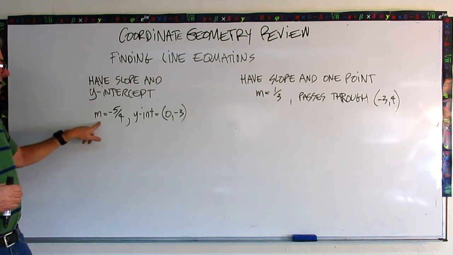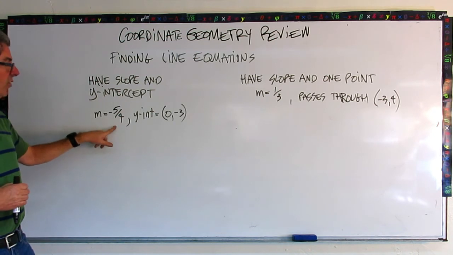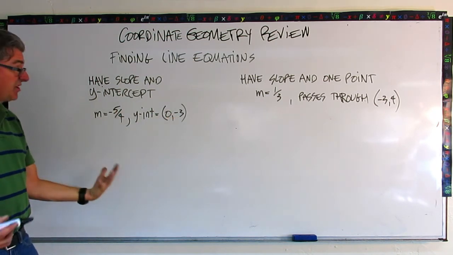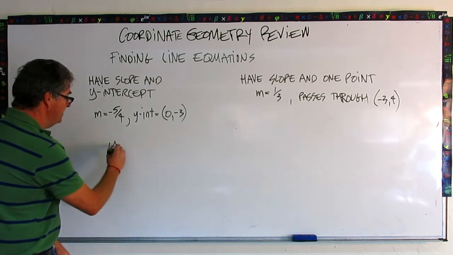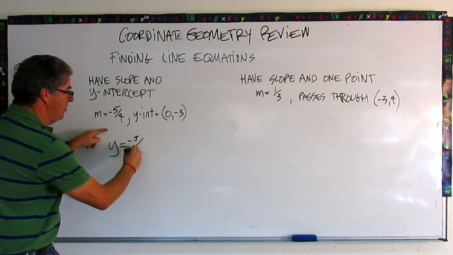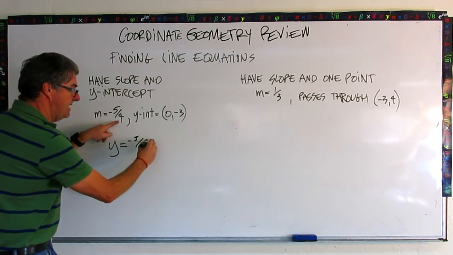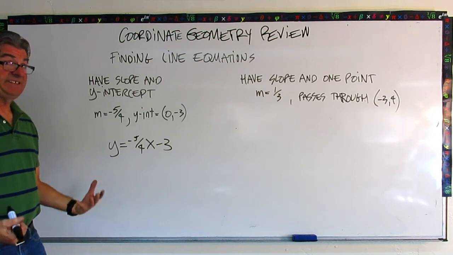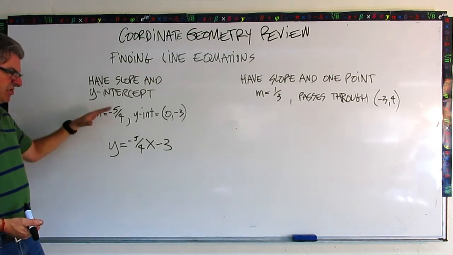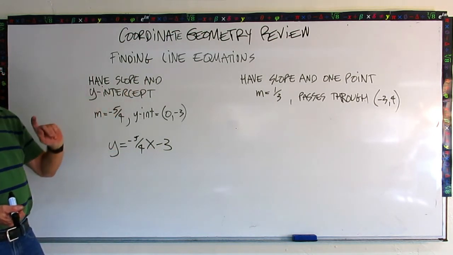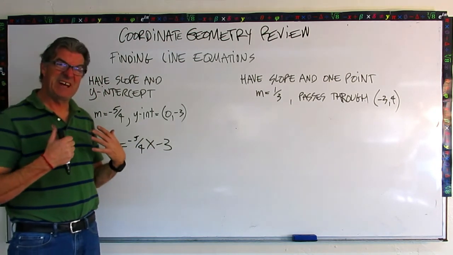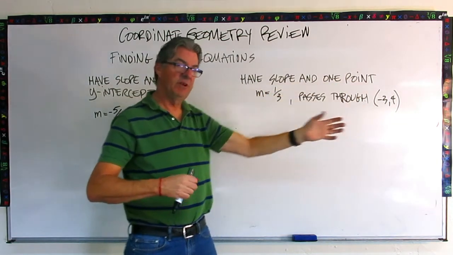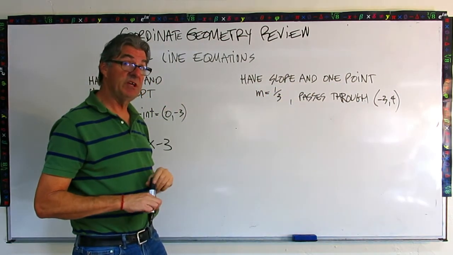So for example, here I have a slope of minus 5 over 4, and the y-intercept is the point 0, negative 3. So all I do is I just start plugging it in. Y equals minus 5 over 4, there's my gradient, x minus 3. That's it. Pretty straightforward. This is just plug-in. Now this one's going to give us a little bit more work to do, but it's not too bad. Now we have a slope and one point. We don't have the intercept, but we do have a point, and we can use that.